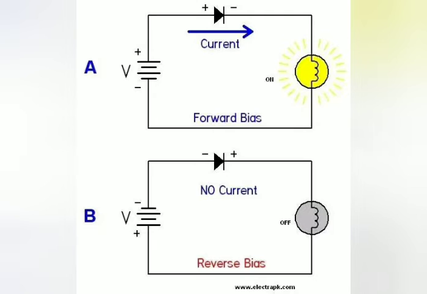And if you look at figure B, the diode is connected in the reverse bias, as we have connected the negative end of the diode to the negative end of the battery, while the positive end of the diode is connected to the positive end of the battery. So due to which the diode offers very large resistance, due to which the bulb does not glow in this case.